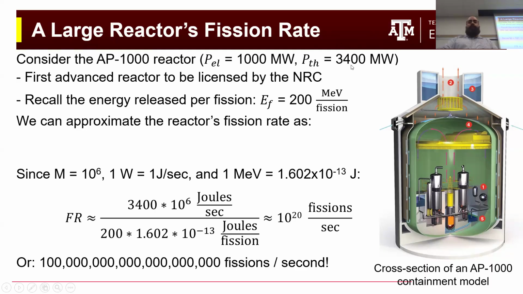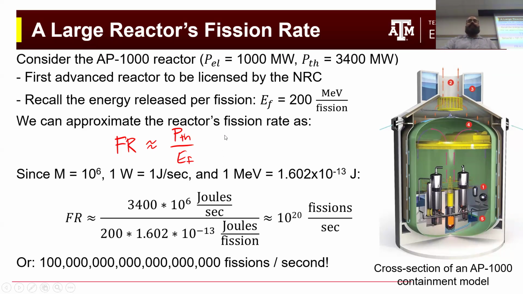So if the thermal power is 3,400 megawatts and the energy per fission is 200 MeV per fission, then we can relate those two things to approximate what the fission rate of the reactor is. So the fission rate is going to be approximately that thermal power divided by the energy per fission. So I've got 3,400 megawatts for the thermal power divided by an energy per fission of 200 MeV per fission. And so the units on top and bottom need to be reconciled because I have units of watts and then I have units of MeV in the bottom.